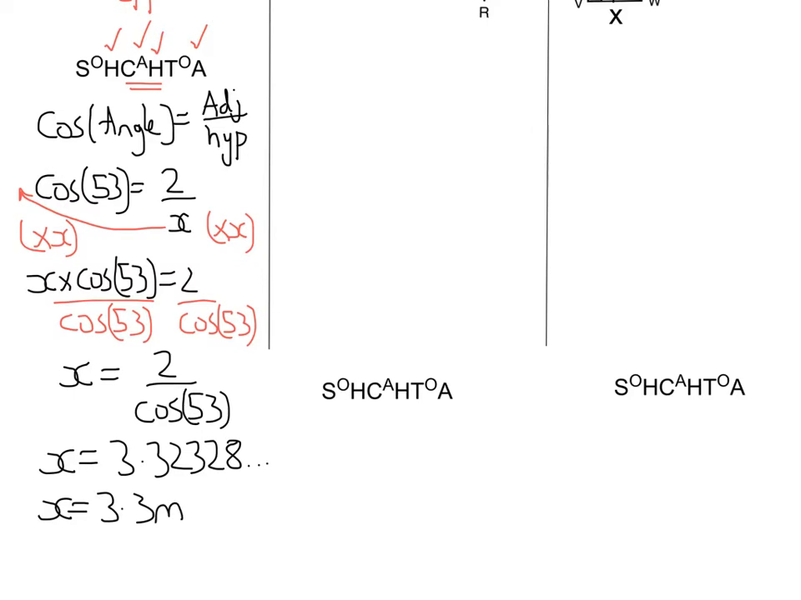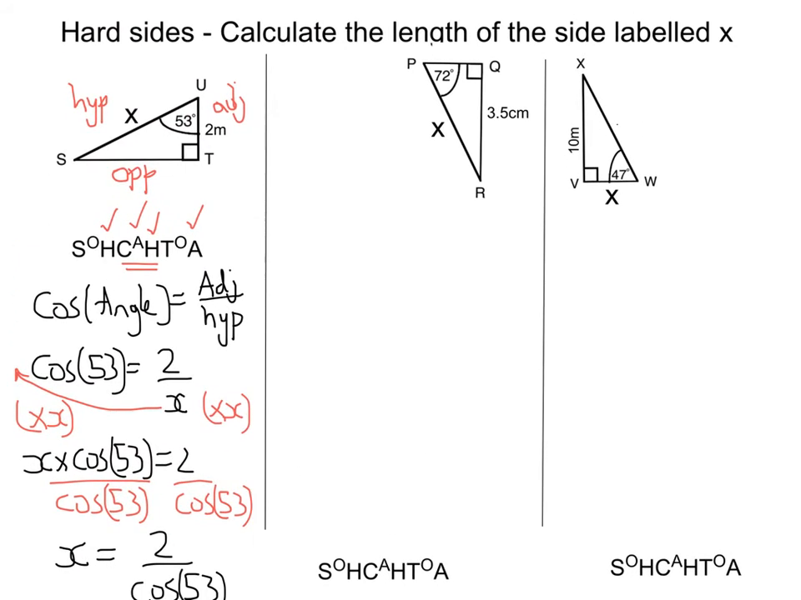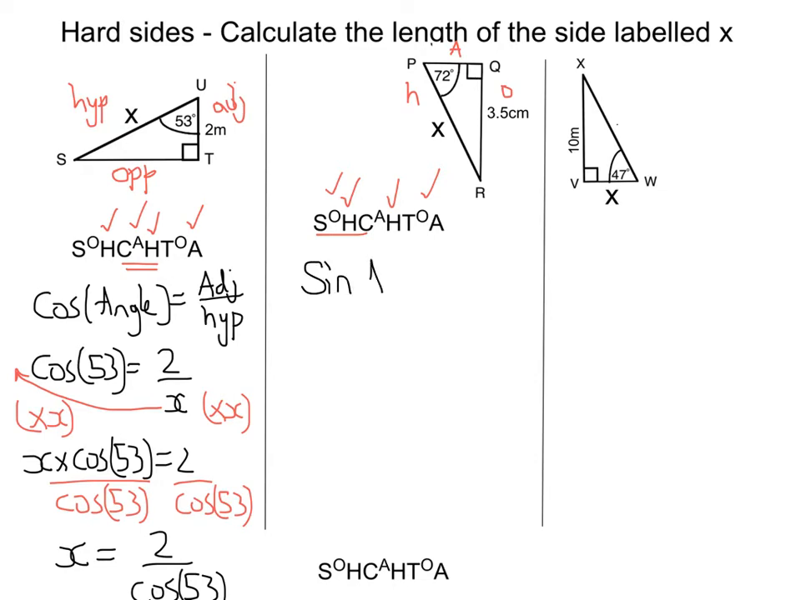Okay. Let's move on to the next one. So let's label our triangle. So we've got the hyp, the opp, and the adjacent. So bringing up SOHCAHTOA, as we've got here, tick the h's and tick the o's. So it's a sine. So we've got sin angle is equal to opp over hyp.